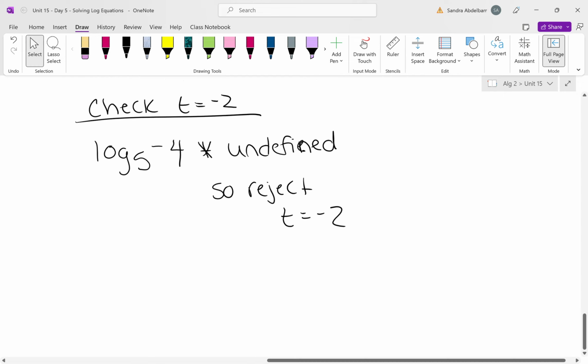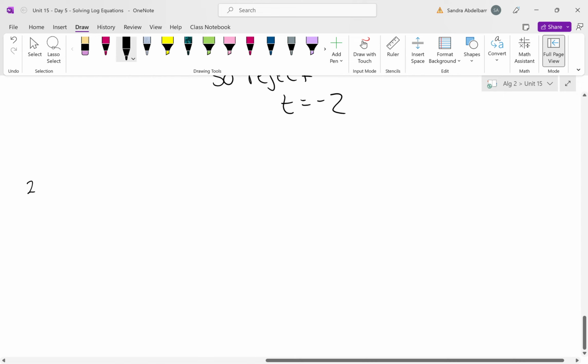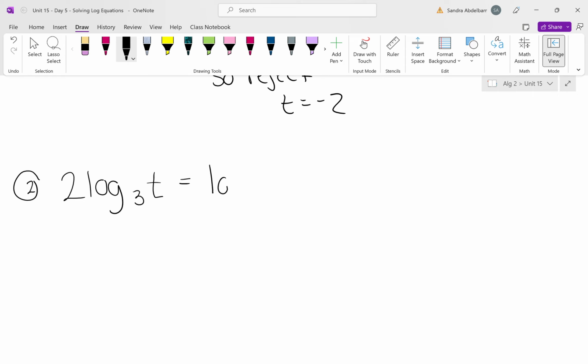All right, let's do another one. You guys try this one on your own. 2 log base 3 of t equals log base 3 of 2 plus log base 3 of the quantity of t plus 12. You guys solve that one on your own.